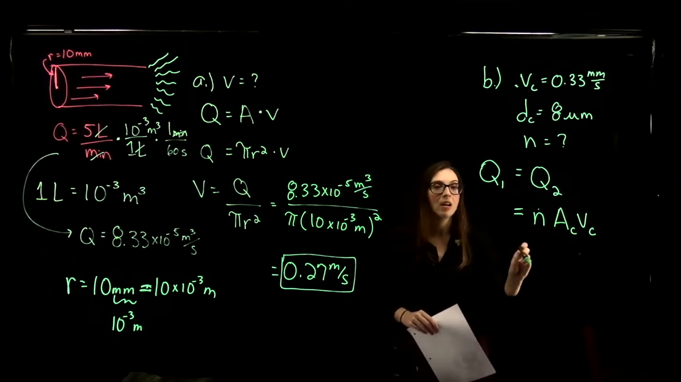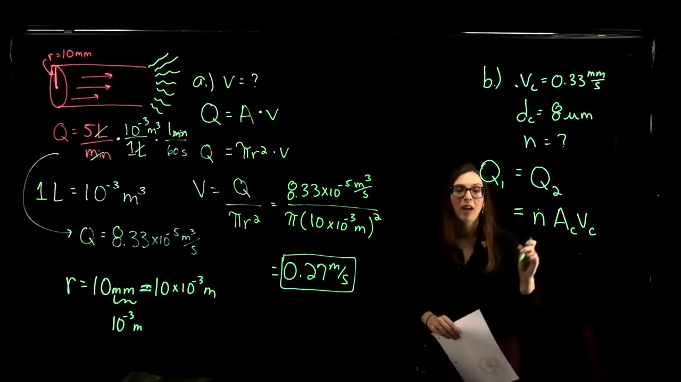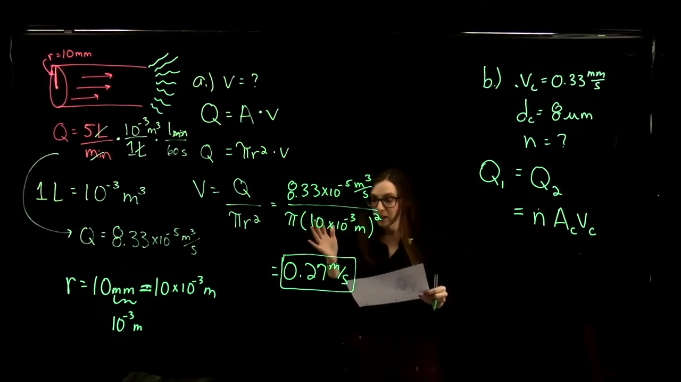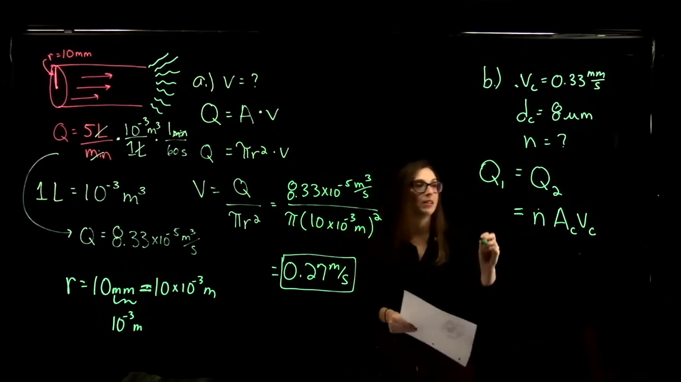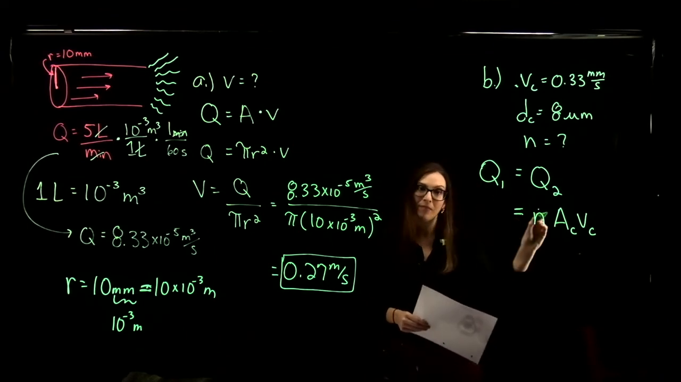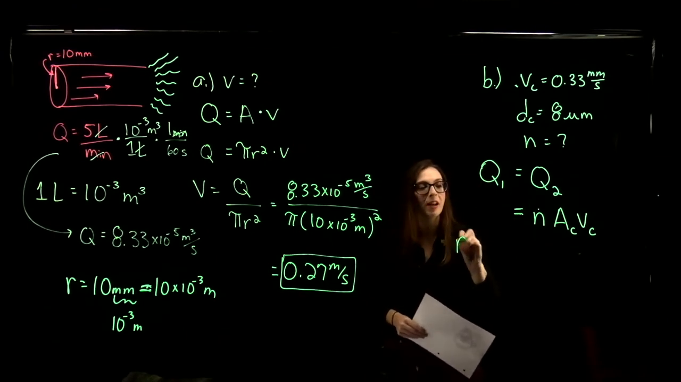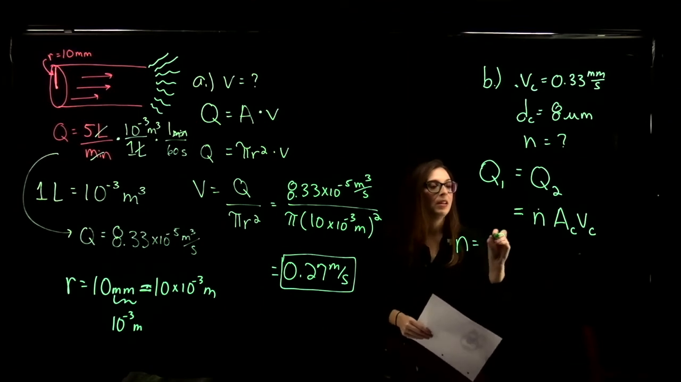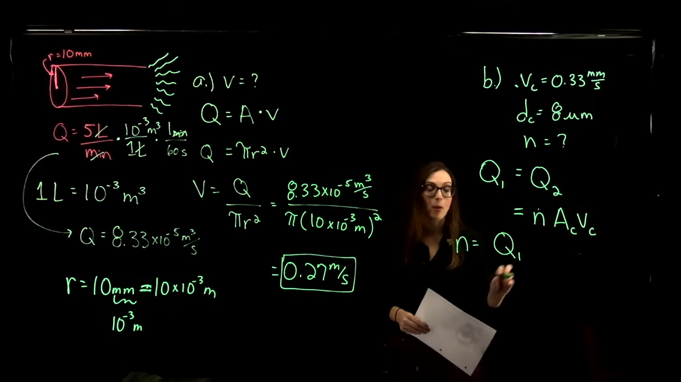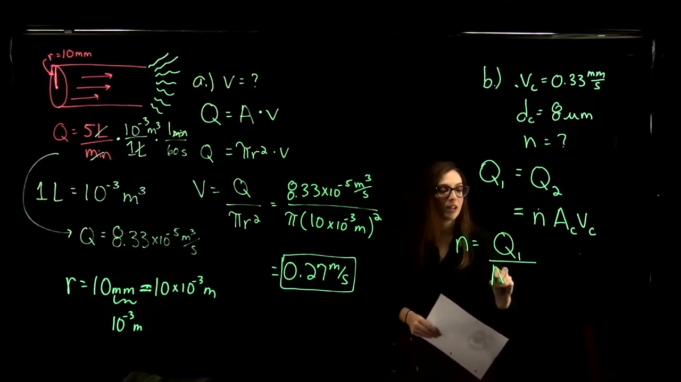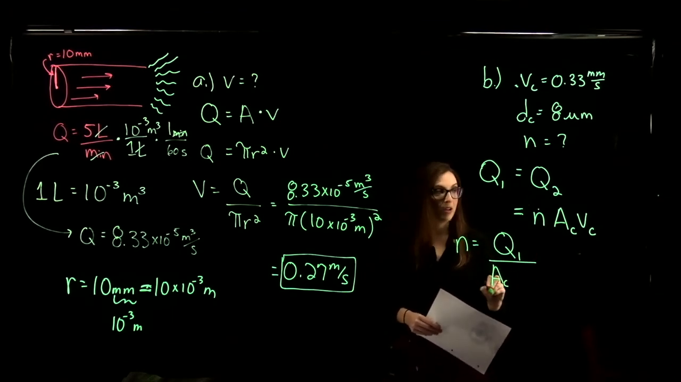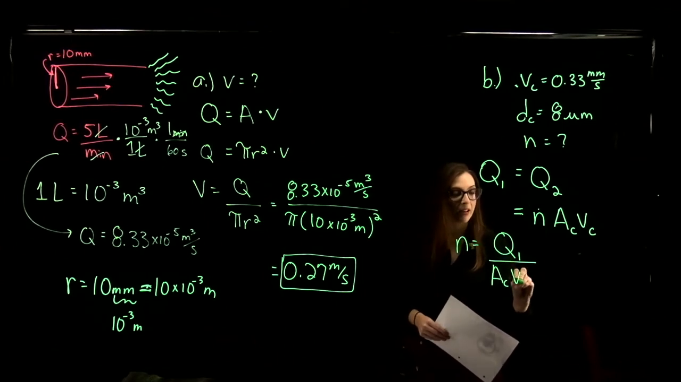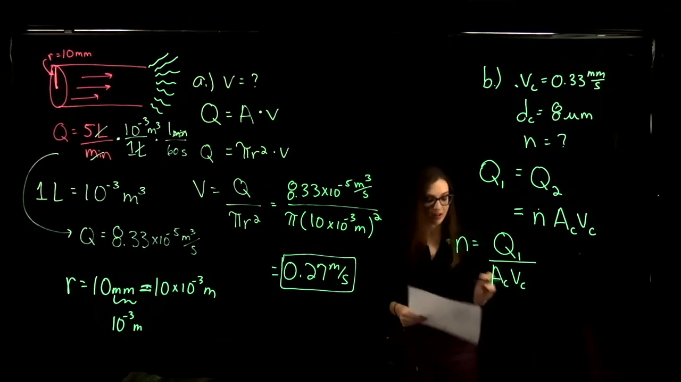So in here is the total number of capillaries. We're looking to find the number of capillaries in our blood system. The number of capillaries in our system is going to equal the flow rate of blood through the aorta divided by the cross-sectional area of an individual capillary times the speed of blood through an individual capillary, okay?